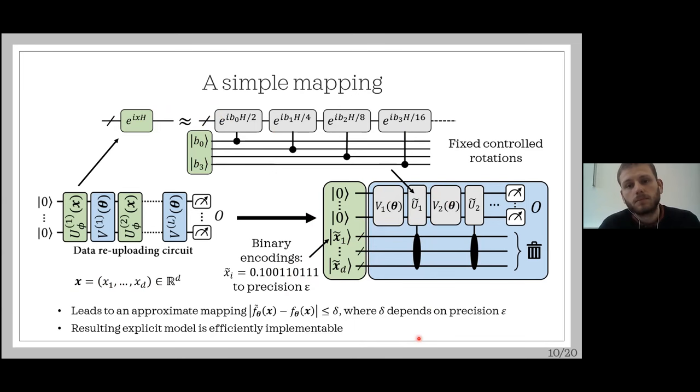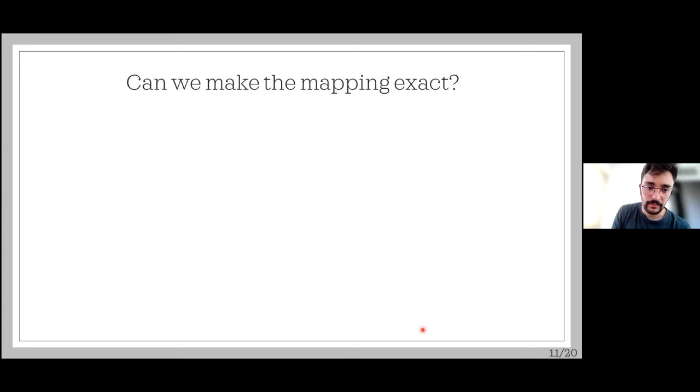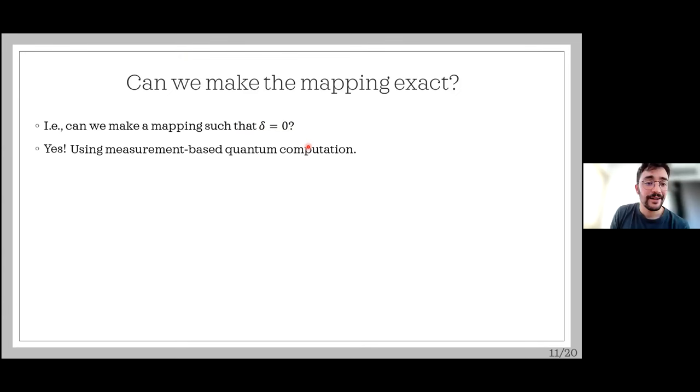Okay, with this, I think I can move to the next mapping, which should be a bit more interesting. It's a bit more technical, but I hope you'll be able to follow. The idea is, can we make the mapping exact, so getting this approximation error to be zero? And the answer is yes, we can, using measurement-based quantum computation. Maybe you've heard already of gate teleportation, and that's effectively what we're going to be using here. It's some form of gate teleportation.